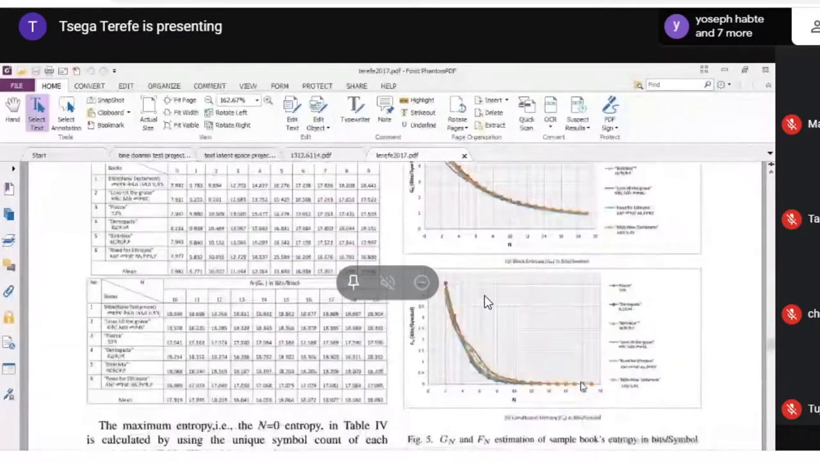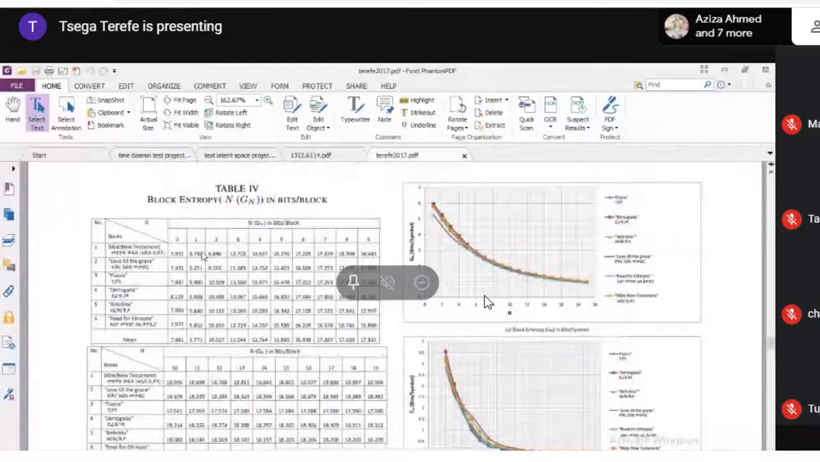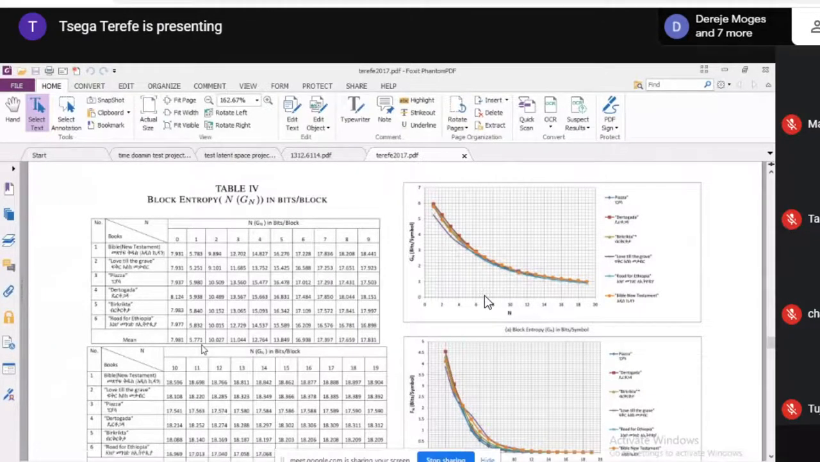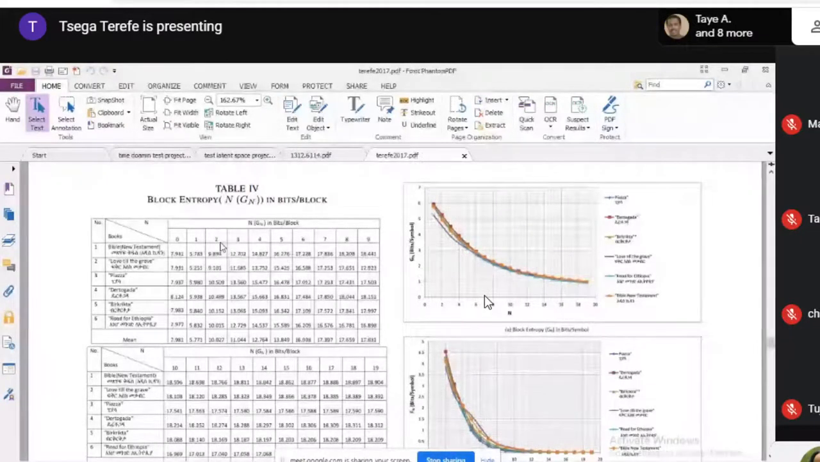For Amharic, the bit representation is around 5.7171 on average. This is very close as compared to written Amharic. As for the one-gram model, another way is to make each symbol depend on the two previously occurring symbols as the source model.